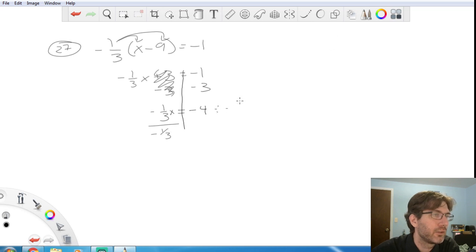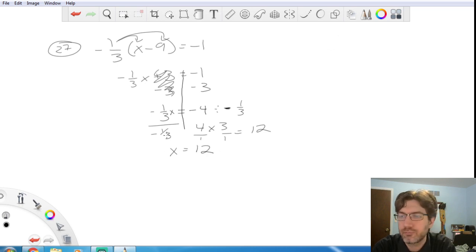Divide by negative 1/3. Keep in mind these are both negative, so your answer is going to be positive either way. So I'm going to just ignore the signs. I'll do it up here. 4 times the reciprocal, which is 1. You don't really need the denominator. It gives you 12. So it gives you a positive 12.